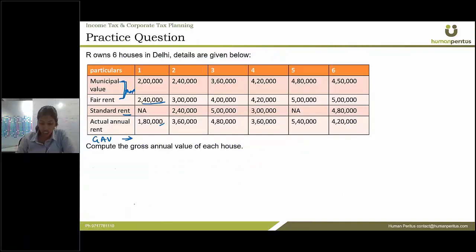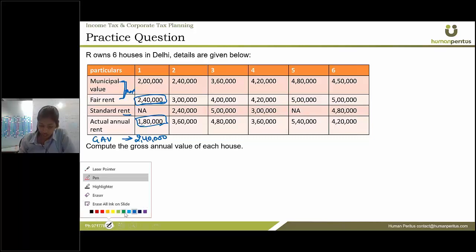So in this first case, you can see standard rent is not given. So the first step is municipal value and fair rent, whichever is higher, that is 2,40,000. Then step second, actual rent. Step third, comparing first and second, whichever is higher will be considered as gross annual value. So 2,40,000 will be gross annual value in the first case. Is this clear?